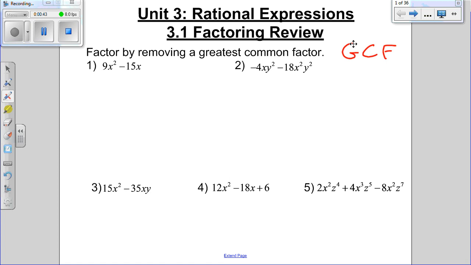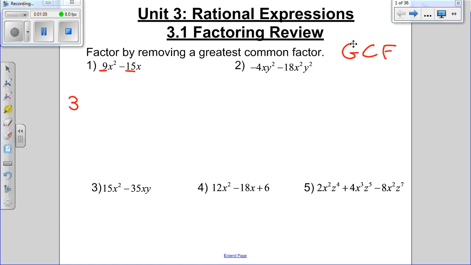Greatest common factor is when you have something like this question, so it's a binomial, you're going to look at all of the coefficients. The coefficients are the numbers in front. So 9 and 15. And you're going to ask yourself, what's the biggest number that can divide into 9 and divide into 15? The answer is 3.